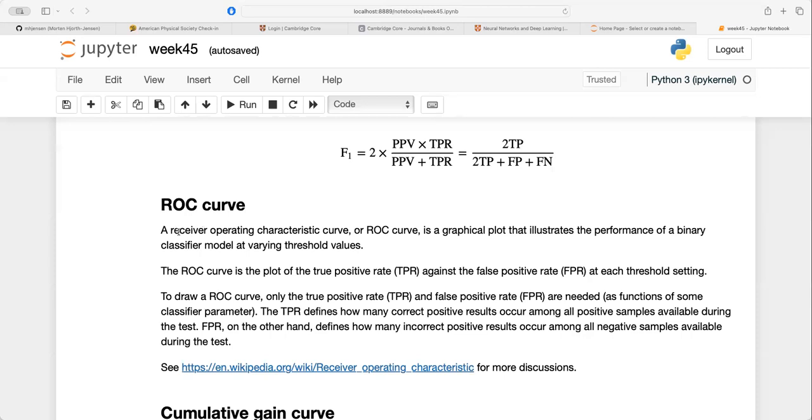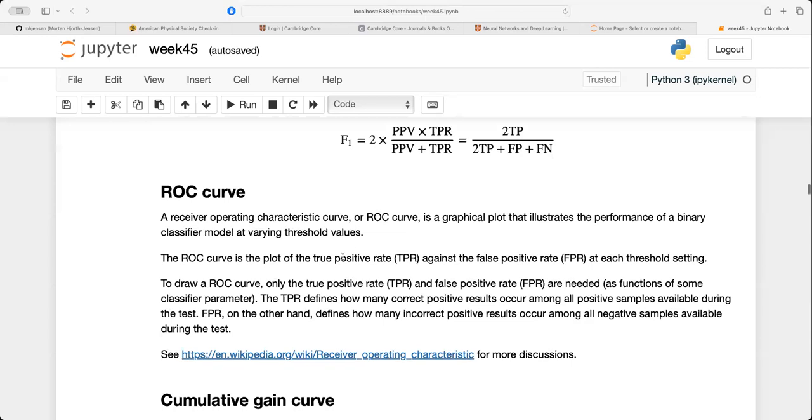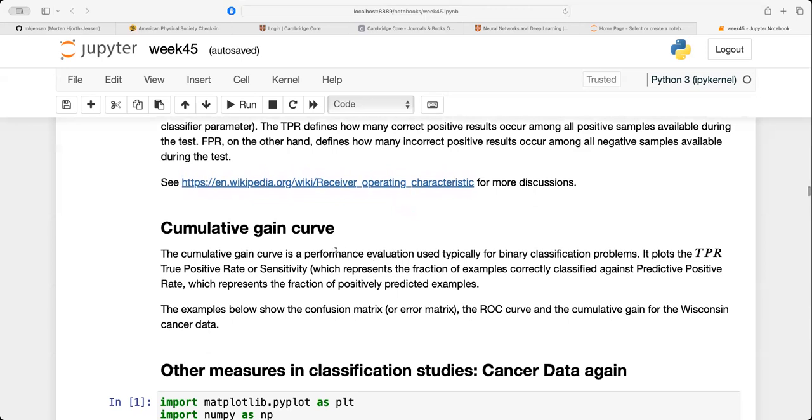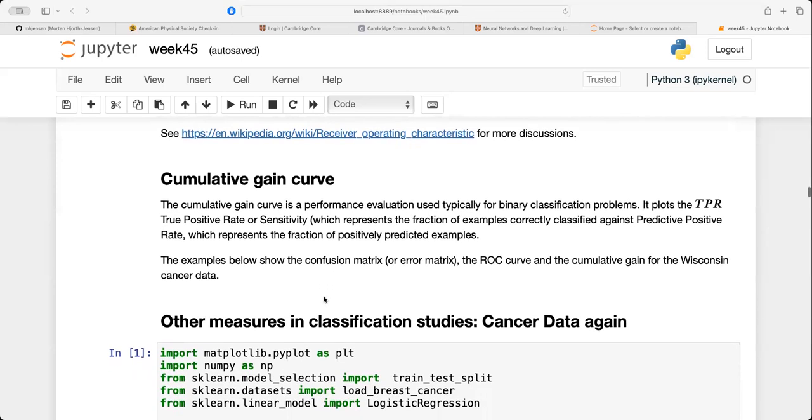And that's why it has this name, receiver operating characteristics. It was actually introduced back in the 40s in the last century. This plots the true positive rate against the false positive rate. And then we have another quantity, the cumulative gain curve, which plots this true positive rate against what's called the predictive positive rate, and that represents simply the fraction of positively predicted samples.